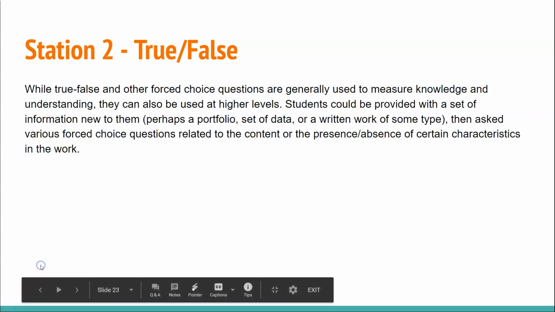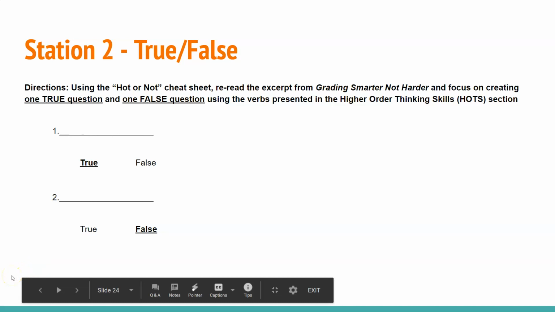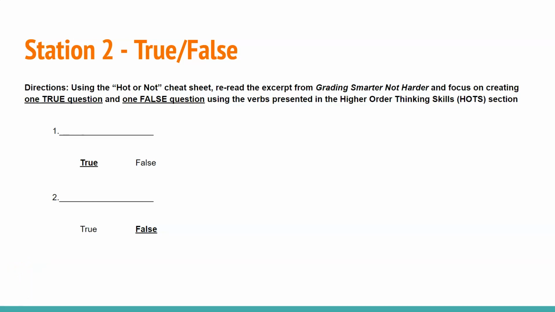So here's what I'm going to ask you to do for the second part of this. Using that hot or not cheat sheet that I just referred to, I'd like you to reread the excerpt from Grading Smarter, Not Harder, and focus on creating one true question as well as one false question using the verbs that are presented in the higher order thinking skills, specifically the higher levels on Bloom's taxonomy.